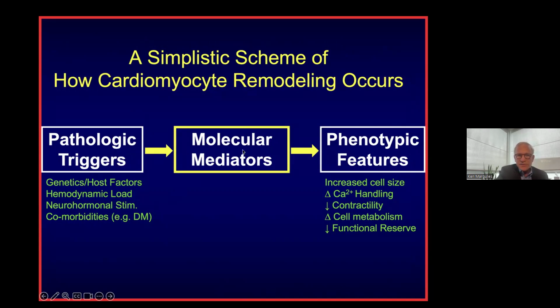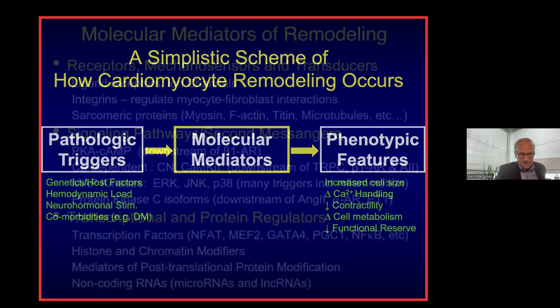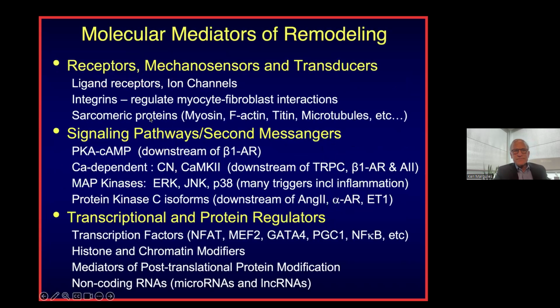The mediators we'll get to in a minute. And the phenotypic features are those I just highlighted on the previous slide. So the challenging part is those molecular mediators shown in very complex form on the previous slide. I put those mediators into 3 big bins here. One is receptors or mechanosensors or transducers, right?